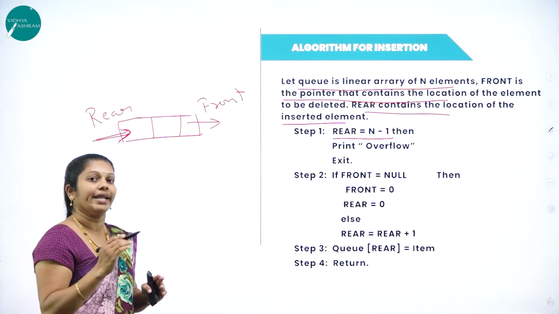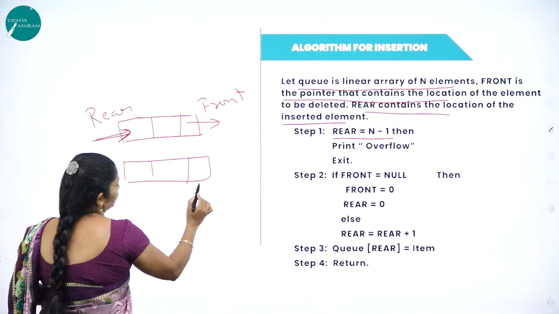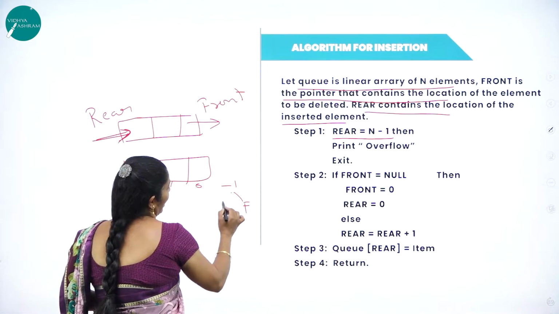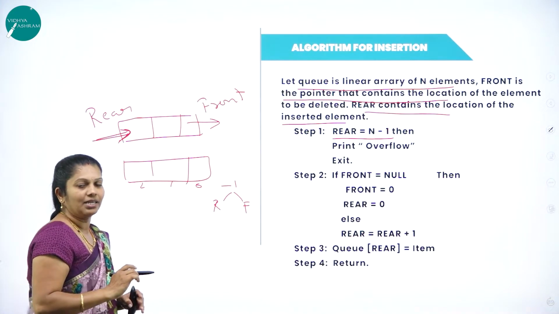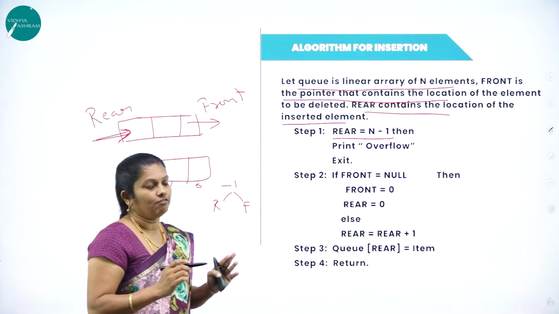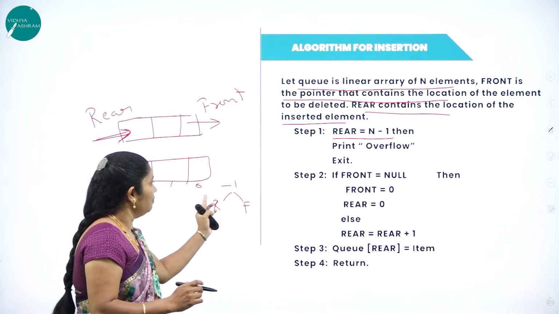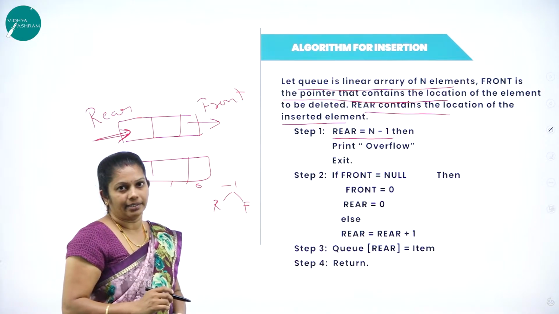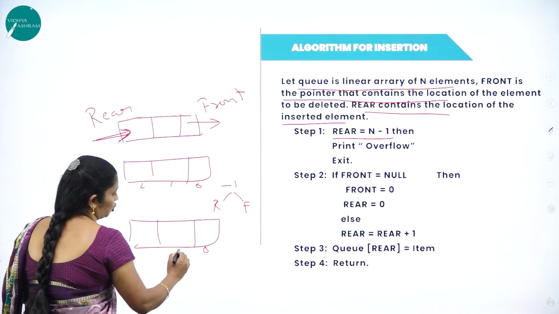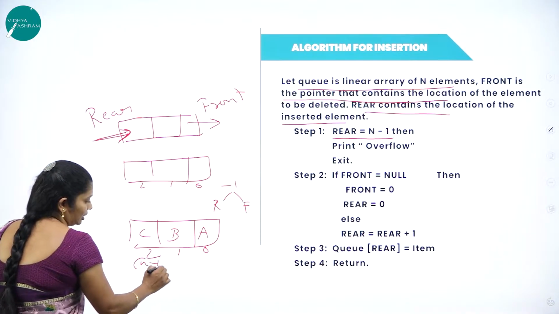What do we mean by rear equals n minus 1? Consider a queue with positions 0, 1, 2. If minus 1 represents front as well as rear, then the queue is empty. If I want to insert an element, first I have to check whether the queue is full or not. If it is empty, then front as well as rear contain minus 1. If it is full, consider the values at positions 0, 1, 2 as A, B, C. This 2 represents n minus 1.